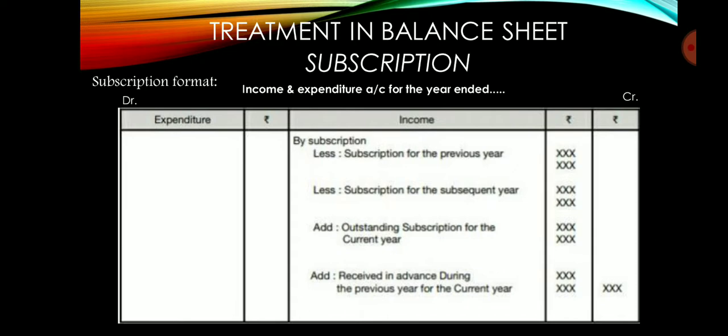What do you mean by subscription? It means an amount of money that you pay regularly in order to belong to an organization, to help a charity. Subscription is one of the important items of income and expenditure account.